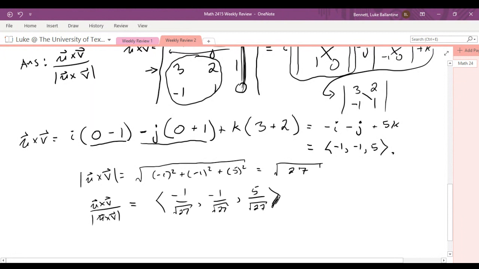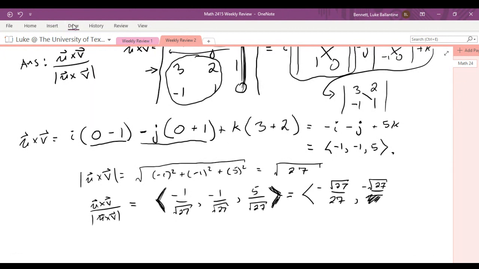I've never found it to be too big of a deal, but if you want to rationalize your denominator, you could say negative root 27 over 27, negative root 27 over 27, and then 5 root 27 over 27. That's the answer.